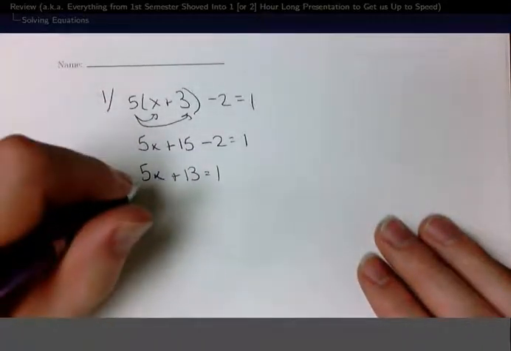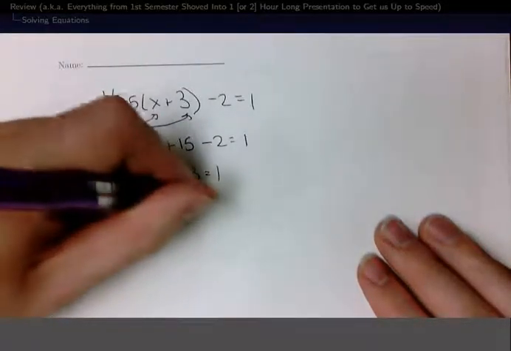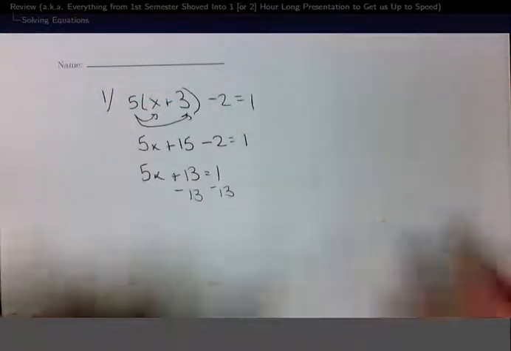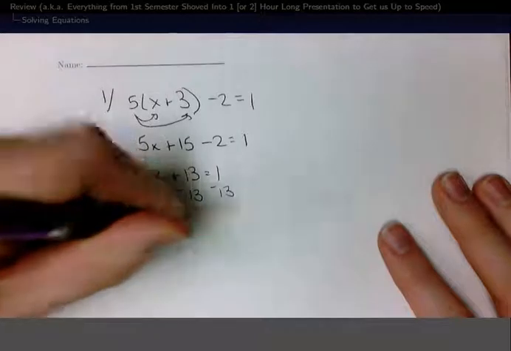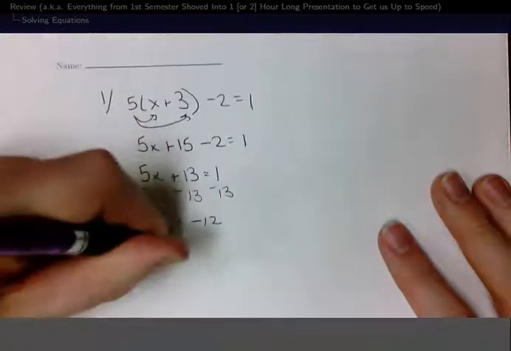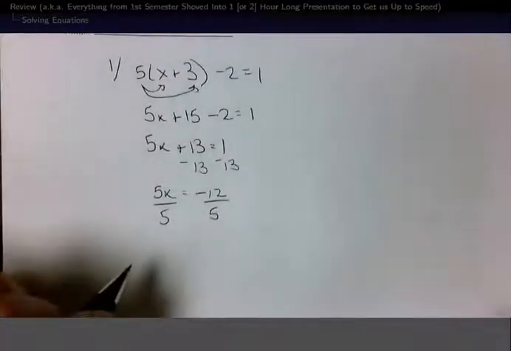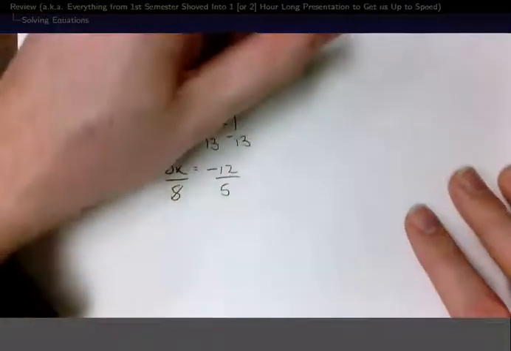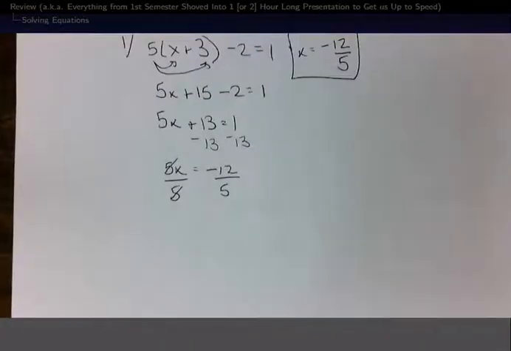Again, I want to get everything involving an x on one side and everything else on the other side. So I'm just going to move this 13 over. To do that, we subtract 13 from each side. As long as I'm subtracting the same number on both sides of the equal sign, I haven't changed my solution at all. So we have 5x equals negative 12, which I can divide both sides by 5. As long as I divide or multiply by the same thing on both sides, I'm safe. Here the 5's cancel, so I end up with x equals negative 12 over 5 for my final answer.